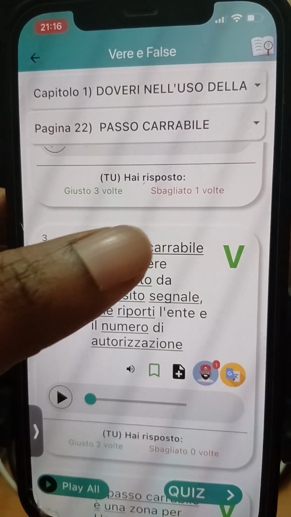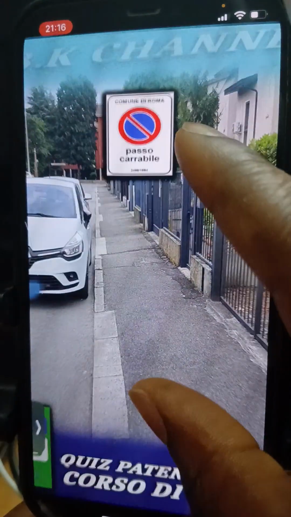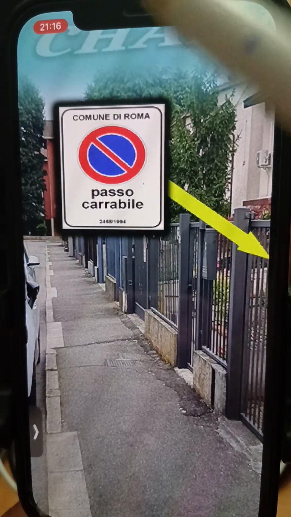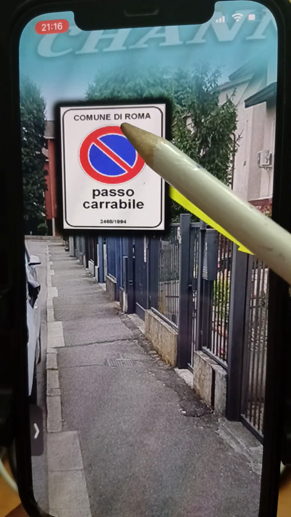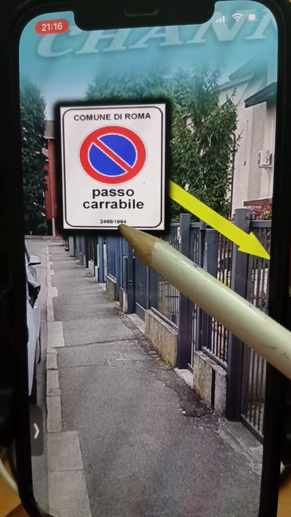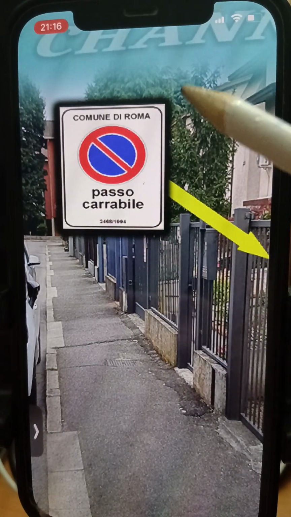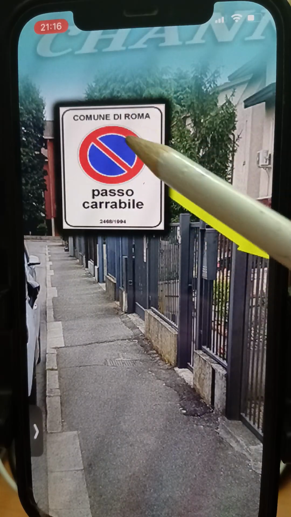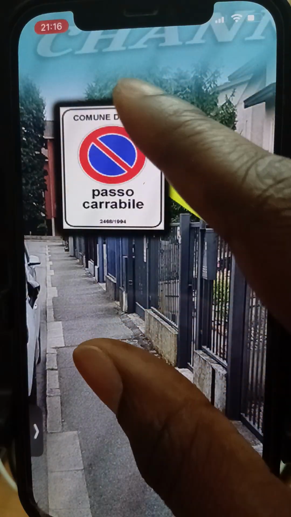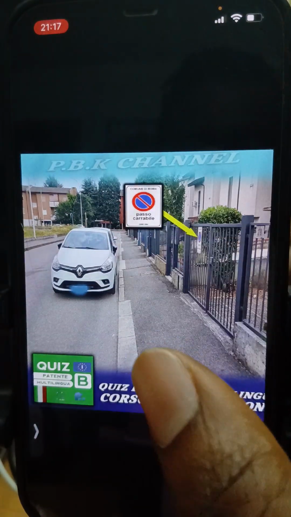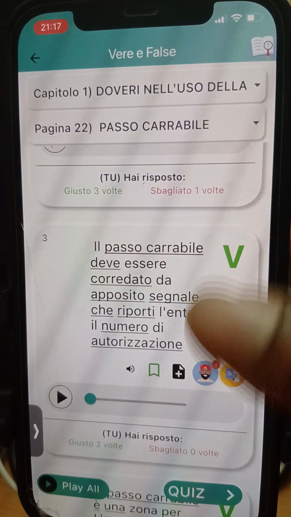Like this one now, for instance, let me click this picture. As you can see, you can see this passo carabile. You see it says Comune di Roma, which means Rome, the comune, is the one that gave this access. Then you can see the number, the code. You must get these two things. The code where the city will give them access, and the authorization number must be carried. For it to be valid, it must have those two things.